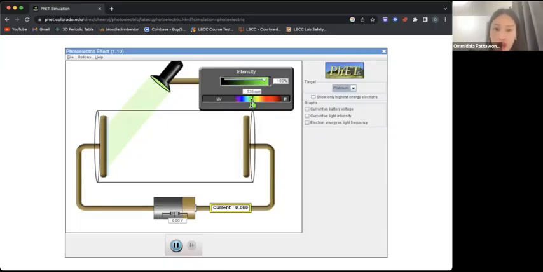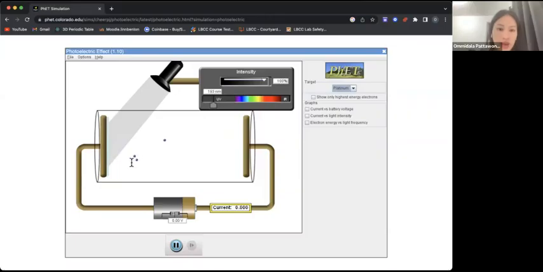So I'm going to decrease more of the wavelength, which means I'm increasing the frequency, or increasing the energy of light. Still nothing comes out. Still nothing comes out. Okay, so that is the violet region now. So nothing comes out. So I'm going to go toward the ultraviolet region now.